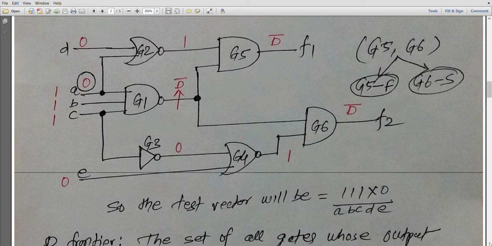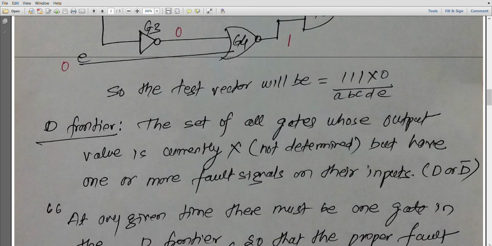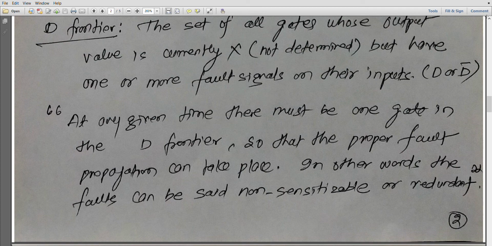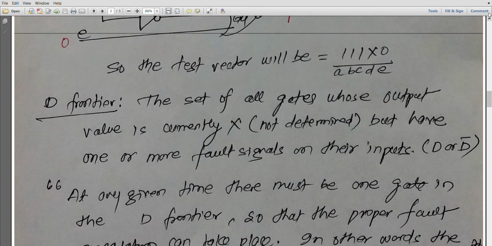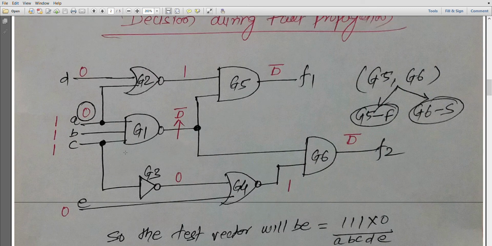Let me explain it. Have I written the theory over here? The theory is not written over here, so I have to explain it by the circuit only. So now go back and see, can we make the propagation of D bar towards G6 instead of going through the path of G5? Can we go through the path of G6 and yet be able to propagate this D bar towards the primary output F2? Okay, so let us check this condition.